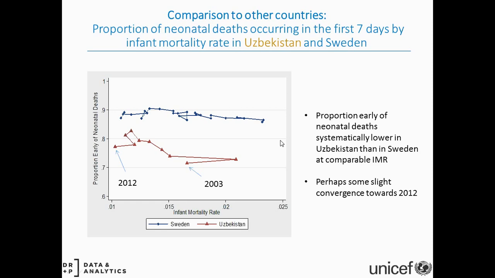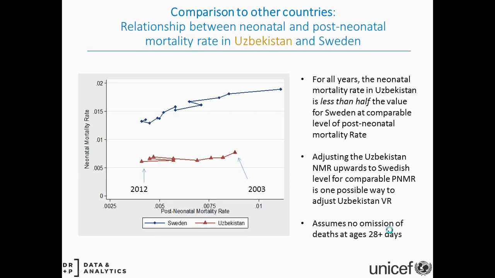So you can see the proportion of early neonatal deaths among neonatal deaths are systematically lower in Uzbekistan than in Sweden at a comparable infant mortality rate. And also there's some convergence towards 2012. And similarly, this chart shows us the relationship between neonatal and the post-neonatal mortality rate in the two countries. And also, you see systematically lower neonatal mortality rate at the comparable post-neonatal mortality rate.